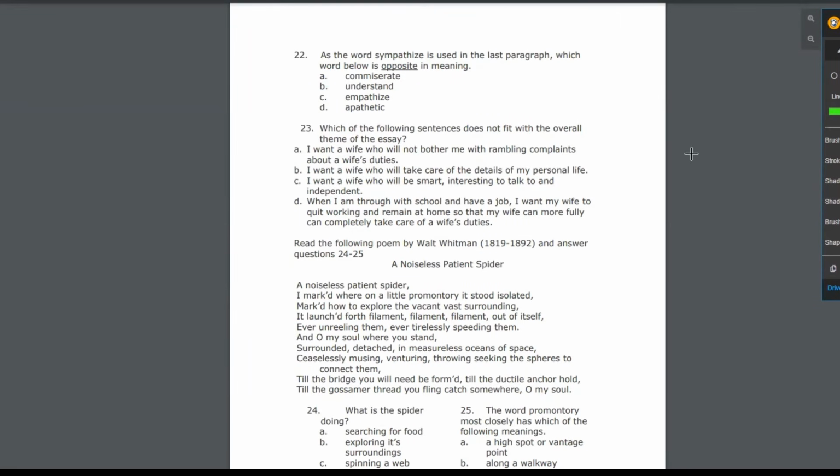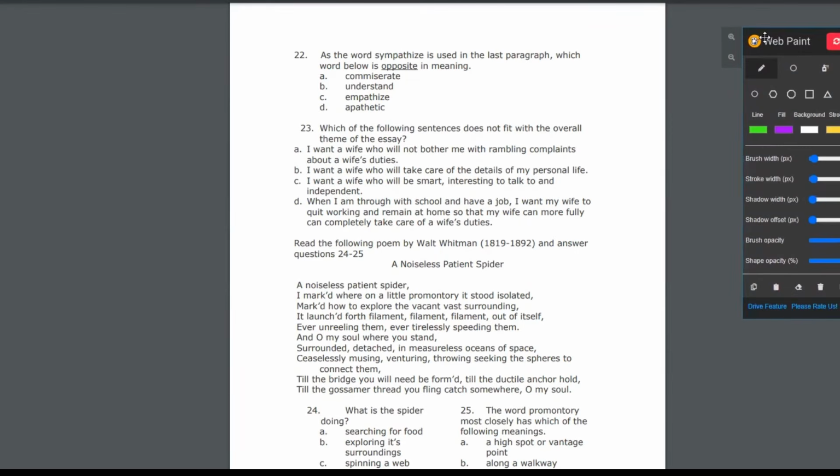All right, it says, which of the following sentences does not fit with the overall theme of the passage? So which one doesn't make sense based on the information that we have? So I want a wife who will not bother me with rambling complaints about a wife's duties. Of course, we know that does fit, right? Because she wants somebody who's not gonna, don't bother me, don't complain, just do what I say do. All right, B, I want a wife who will take care of the details of my personal life. That does fit. Why? Because she's still taking care of everything that I need and that I have going on. C, I want a wife who will be smart, interesting to talk to, and independent.